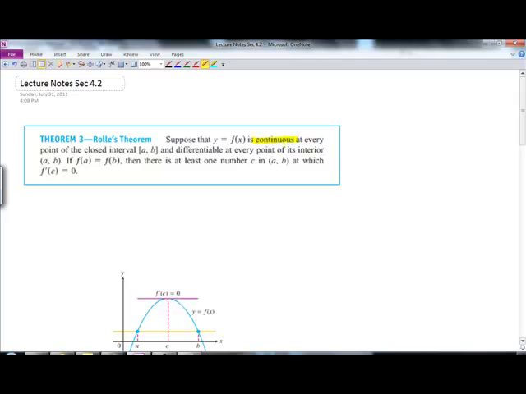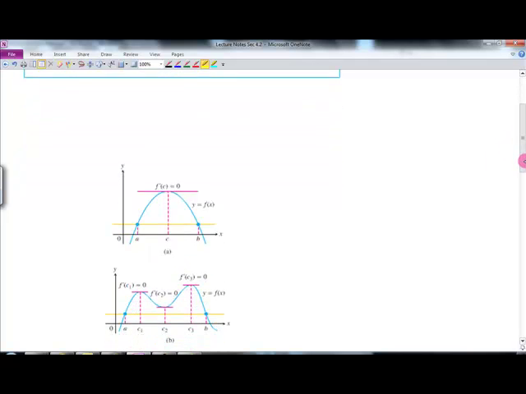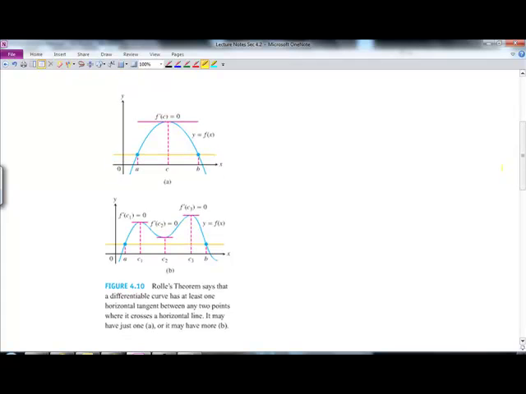It is continuous at every point in the closed interval [a, b], and it's differentiable at every point of the interior. If f of a equals f of b, then there's at least one number c in between there at which the derivative f prime of that number is equal to 0. Now, what does that look like visually? It says that a differentiable curve has at least one horizontal tangent between any 2 points where it crosses a horizontal line.